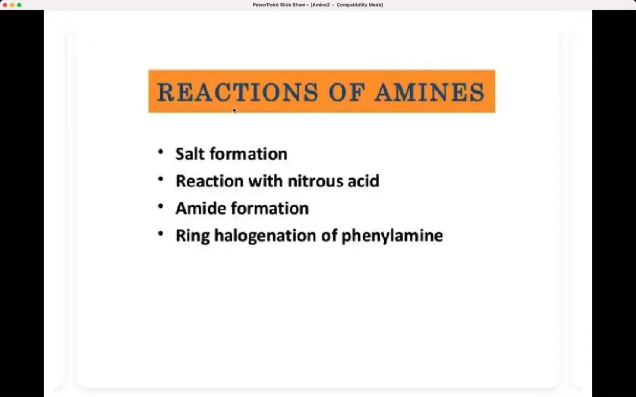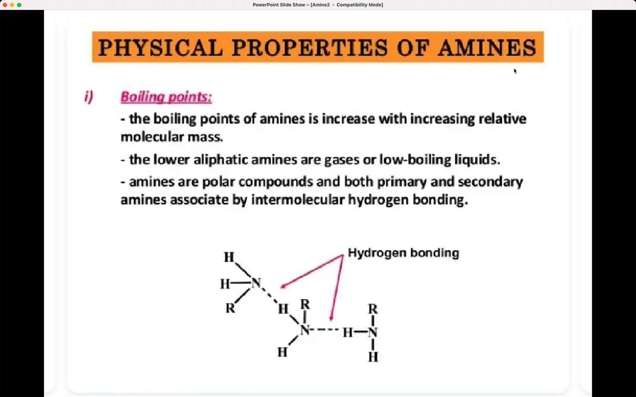Next is reactions of amines. Mainly we have to learn 4 reactions: salt formation, reaction with nitrous acid, amide formation, and ring halogenation of phenylamine. Now, physical properties of amines. First one is boiling point. It increases with increasing relative molecular mass. The lower aliphatic amines are gases or low boiling liquids. Amines are polar compounds, and both primary and secondary amines are associated by intermolecular hydrogen bonding. See, in between, hydrogen bonds are there, between the R group attached to NH2 and the hydrogen atom.